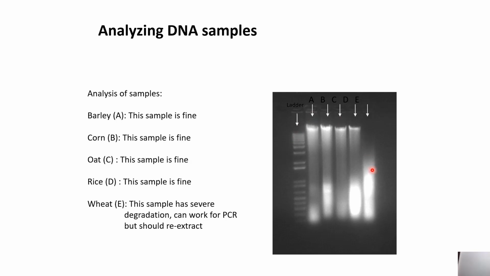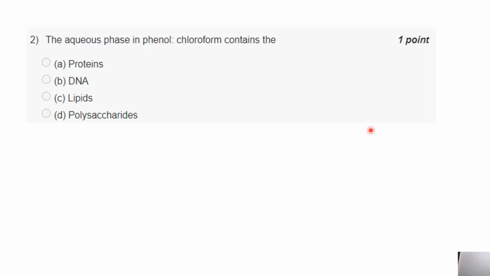If you analyze these samples, the first sample is fine, second sample is fine, third is fine. The fourth sample has severe degradation, can work for PCR but should be re-extracted. Fifth sample, sorry. Most of these are sheared, so none of these are completely fine, but the last one is even worse. So coming back to the question that we started with, the aqueous phase in phenol chloroform contains, you're right, DNA.